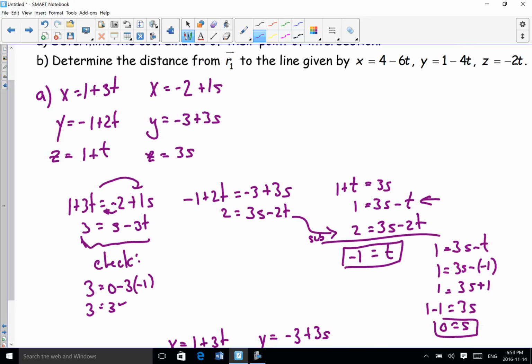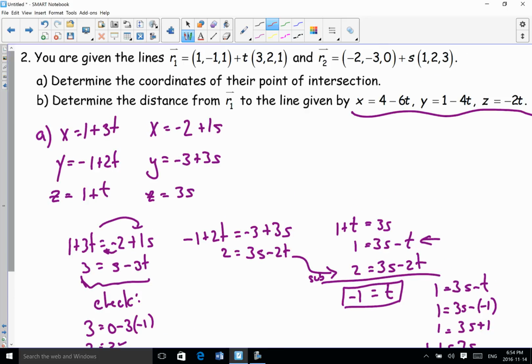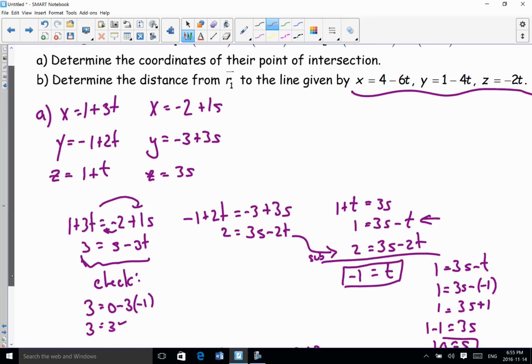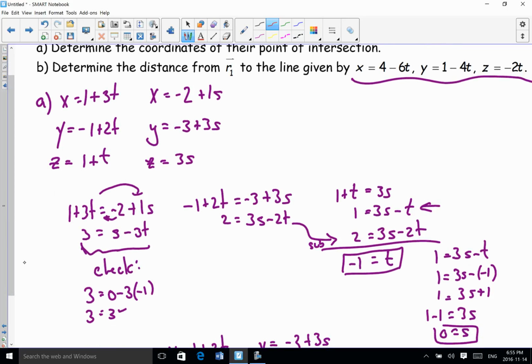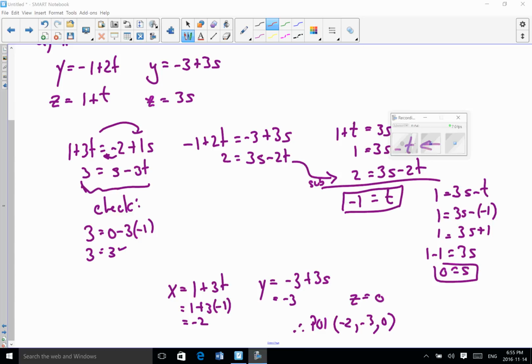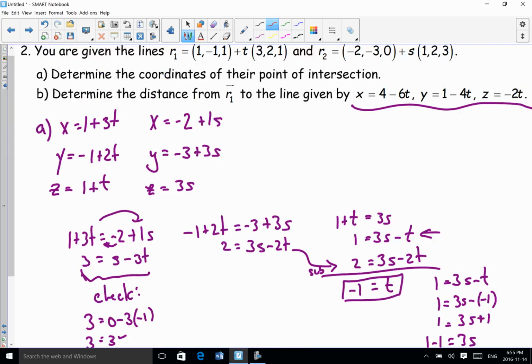Part B, determine the distance from R1 to the line given by this. Because this is R3, we want to find the distance to a line in R3. We have to know our normal. Sorry, I was actually looking at the wrong question for a second there. Okay, so we want to find the distance from R1, which is this line, to this line.